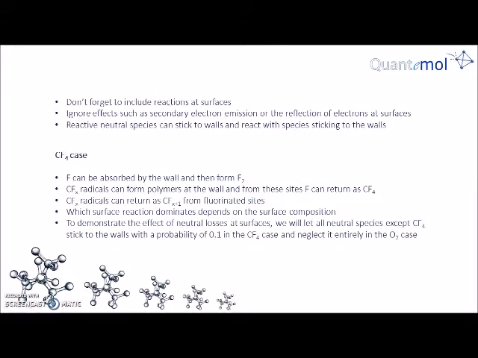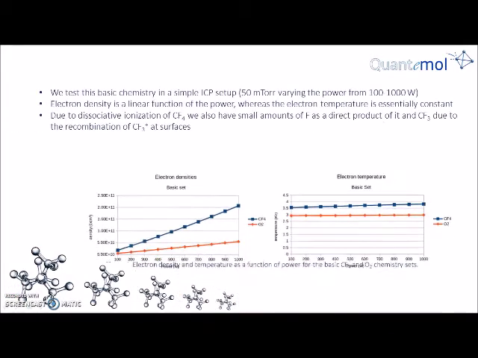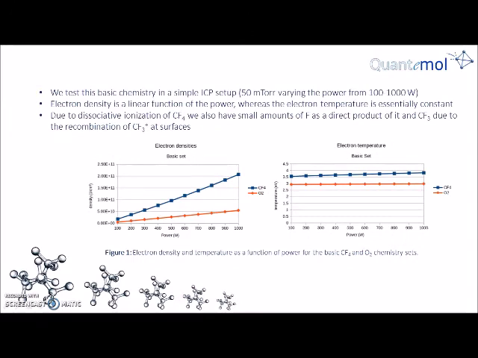To demonstrate the effect of neutral losses at surfaces, we will let all neutral species except CF4 stick to the walls with a probability of 0.1 in the CF4 case and neglect it entirely in the O2 case. We test this basic chemistry in a simple ICP setup at 50 mTorr, varying the power from 100 to 1000 watts with our basic chemistry.